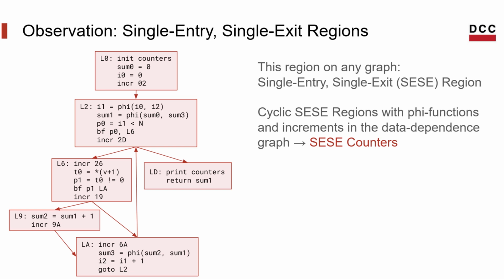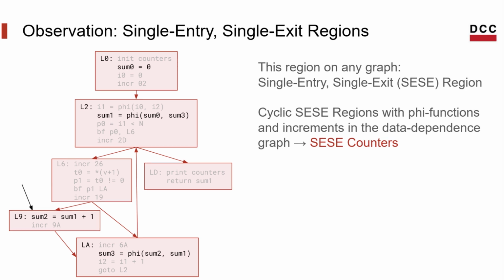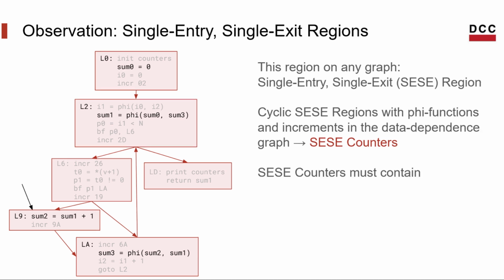In our program, we have 2 CZ counters, but let's focus on the one formed by the variables sum1 equals phi of sum0 and sum3. Notice that there is one increment on this CZ counter, on the attribution of sum2. In fact, a CZ counter must contain at least one increment, but can have more, and it's interesting for us that this is the case.